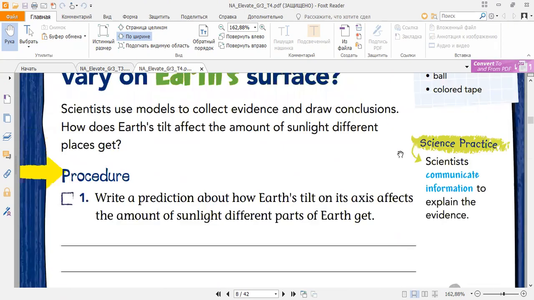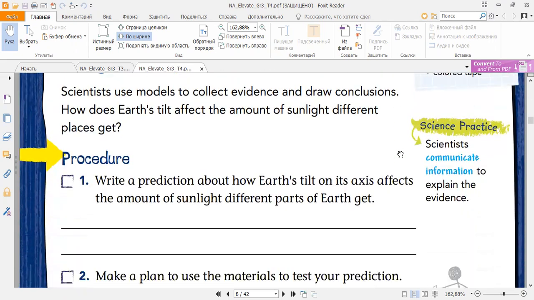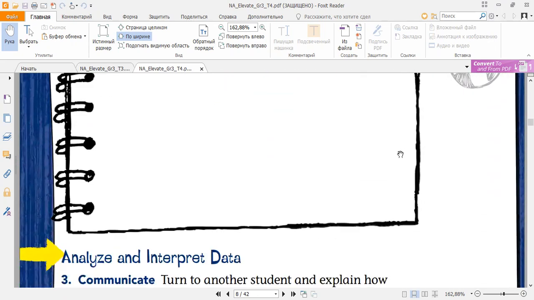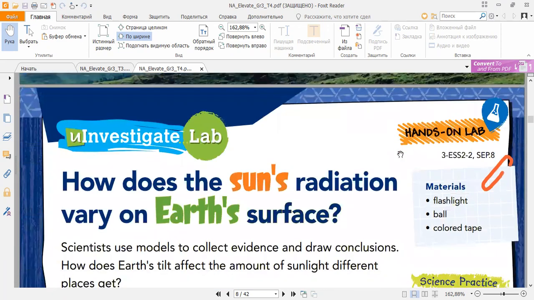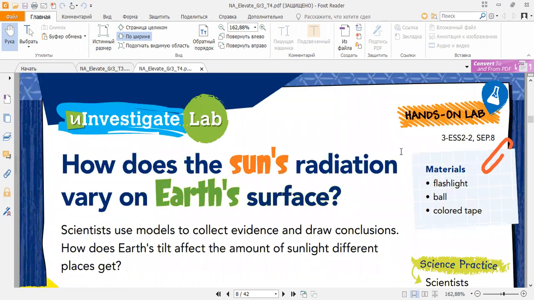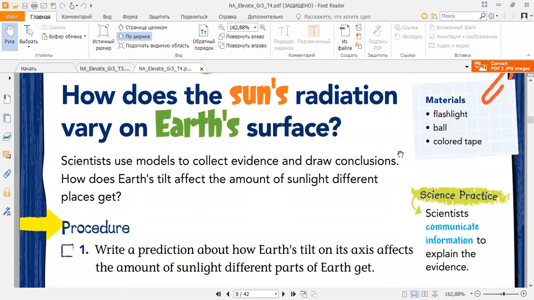But I suggest you think about the sun's radiation, heat, and this is page 133. It says, how does the sun's radiation vary on Earth's surface? To conduct this experiment, you need a flashlight, a ball, and colored tape. Let me show you the picture.